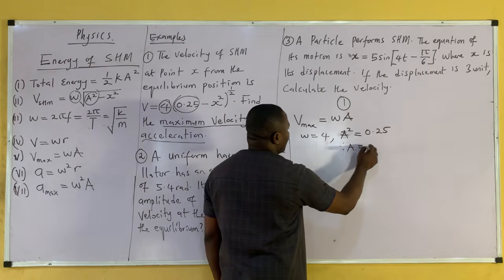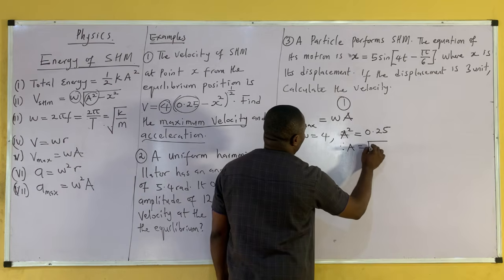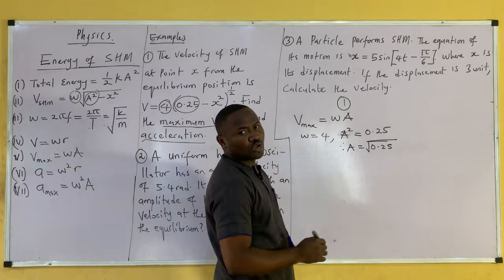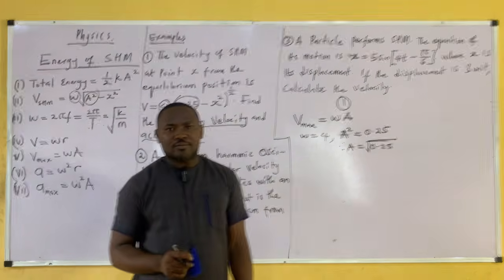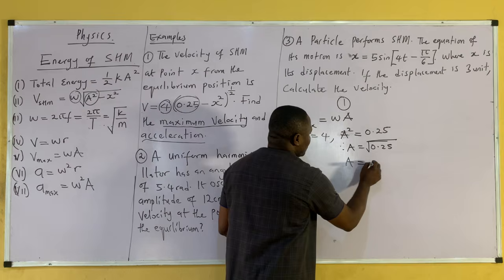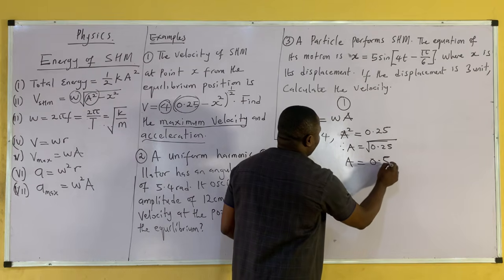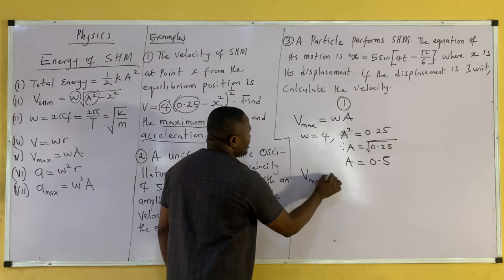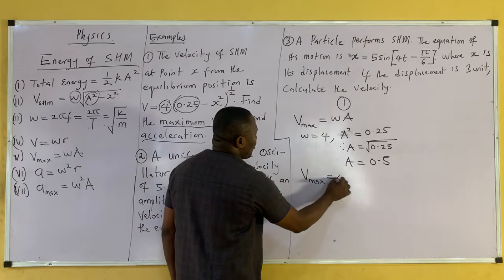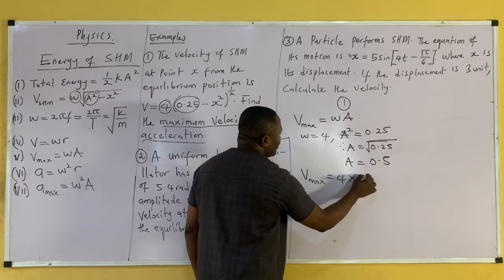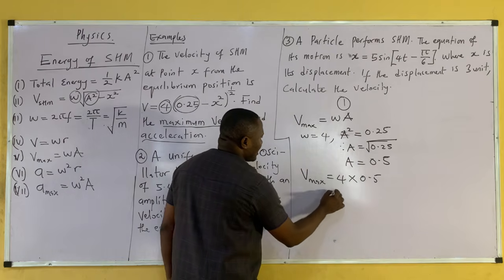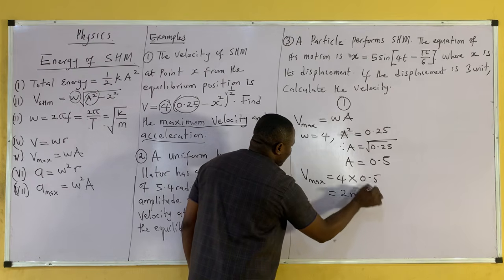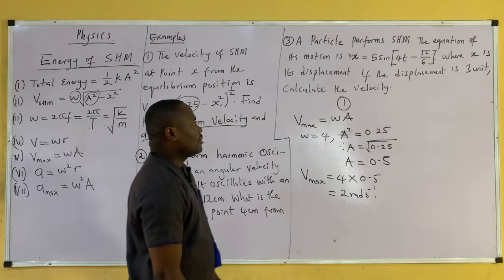Therefore, A is now equal to the square root of 0.25. So what becomes the square root of 0.25? A is now equal to 0.5. So now our maximum velocity is equal to 4 times 0.5. So my answer becomes what now? 2 rad per second.